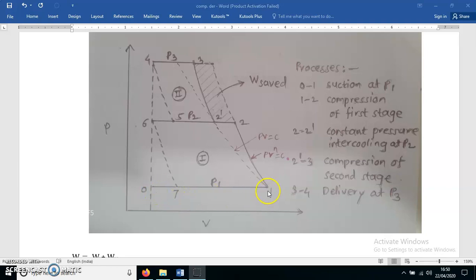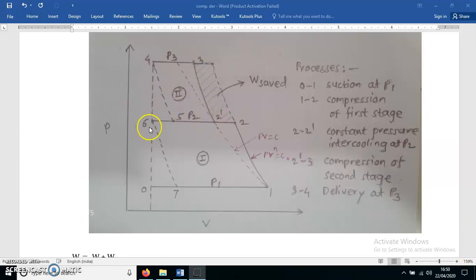So 0 to 1 is suction for first stage, 1 to 2 is compression for first stage, 2 to 2 dash is intercooling between first stage and second stage, 2 dash to 3 is compression in second stage, and 3 to 4 is delivery at the end of the second stage to the receiver tank. So compression of first stage is 1 to 2 and compression of second stage is 2 dash to 3.